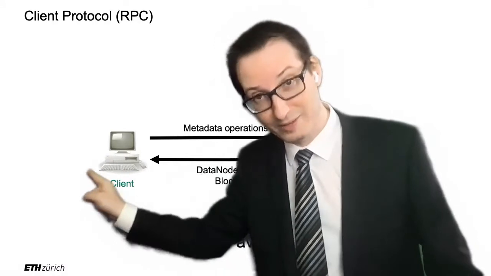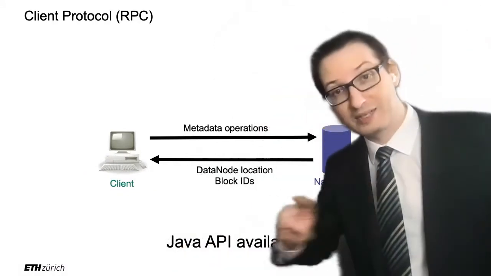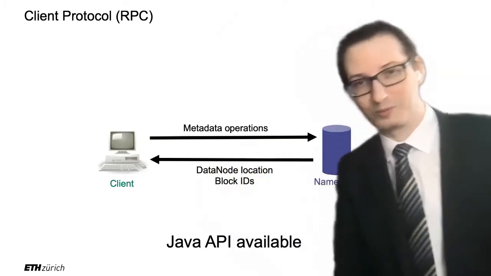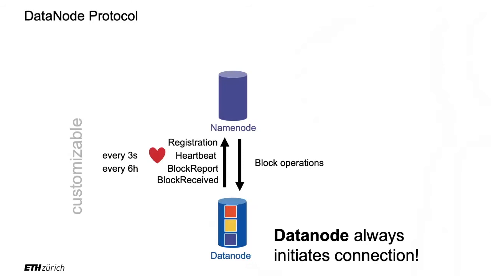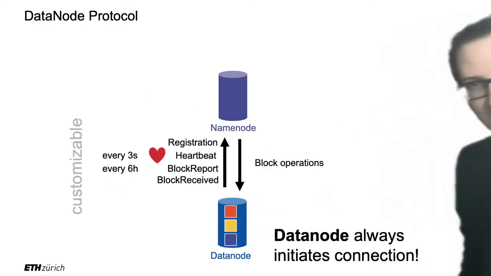But then it's up to the clients to actually get the blocks, as we will see. So they get from the name node the block IDs and the data node locations. And we saw this is what there is on the name node, right? It's all on the name node. Okay. Second, so this was first, this was this one. Let's now go to this one, the data node protocol.